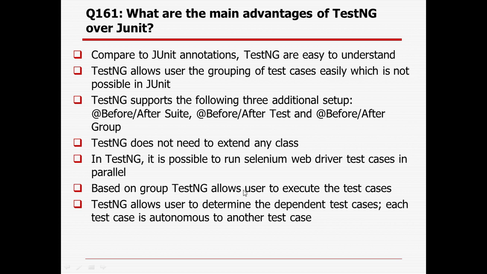Based on the group, TestNG allows the user to execute the test cases. TestNG allows the user to determine dependent test cases. In JUnit, each test case is autonomous to another test case. In TestNG, if a test method or test case is dependent on another test case, that test case needs to be executed first. Only if it passes will the remaining test cases be executed, which is not available in JUnit.